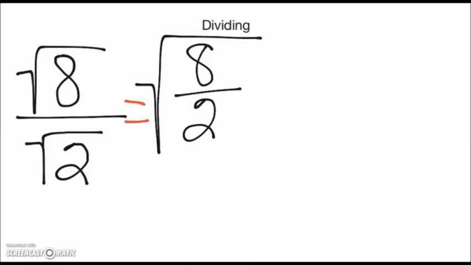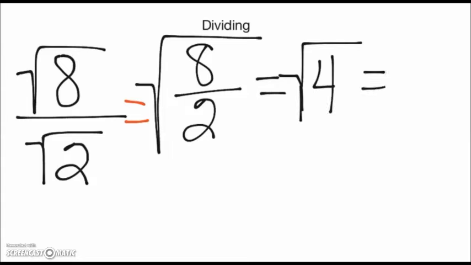So for instance, 8 divided by 2 I know how to do. That is 4. And so I end up with the square root of 4. This is a perfect square. And so my final answer here is 2.